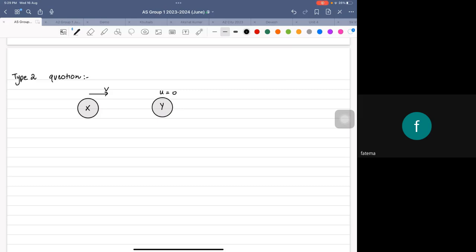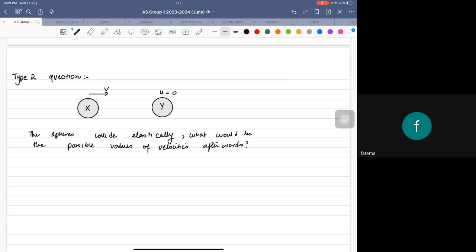Okay, now they say the spheres collide elastically. What would be the possible values of velocities afterwards?